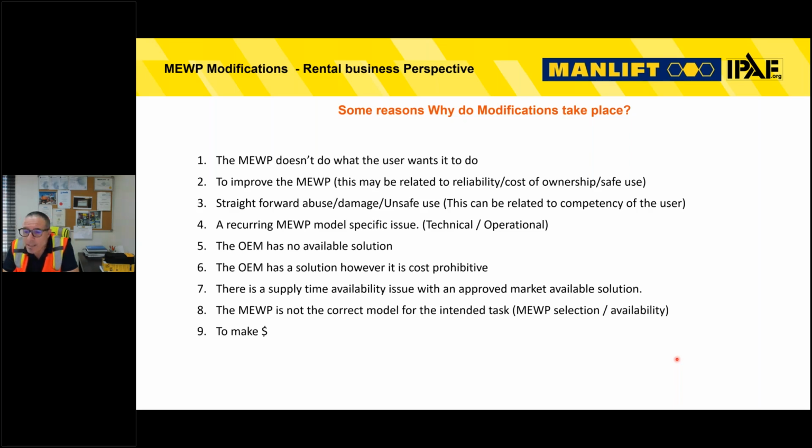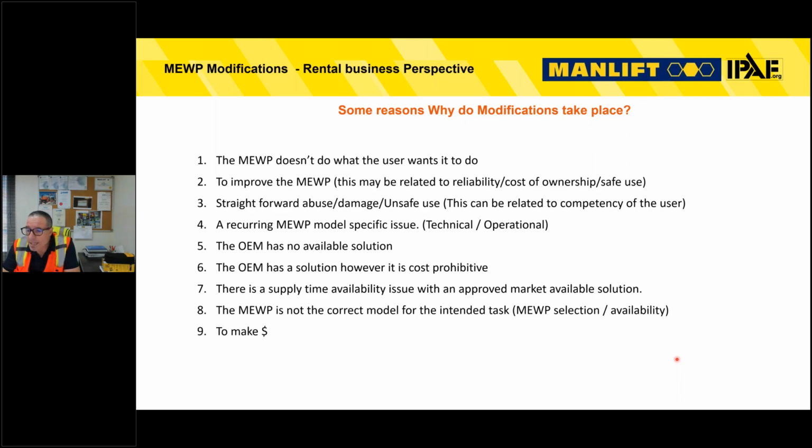So we don't want to spend the money and buy the available solution, so we make our own modification. Number seven, there is a supply time availability issue with an improved market available solution. Let's just say that there is a solution and an accessory available, but it's not available for a month and the project's happening now. So that's when a modification can also take place. And sometimes, number eight, the MEWP is not the correct model.